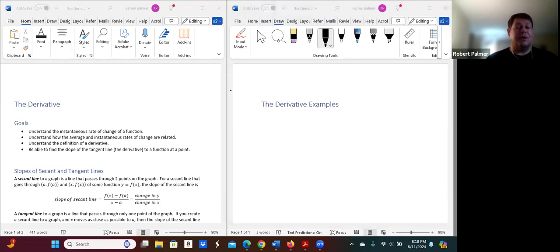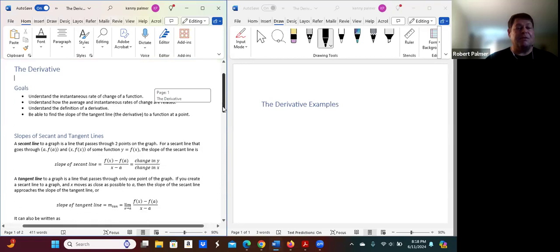So, our goals today are to understand, first off, the instantaneous rate of change of a function, what that means. Understand how the average and instantaneous rates of change are related to each other. Then we'll learn the definition of the derivative, see why we need it, and how it relates to those things. And finally, be able to find the slope of the tangent line, which is the derivative of a function at a point.